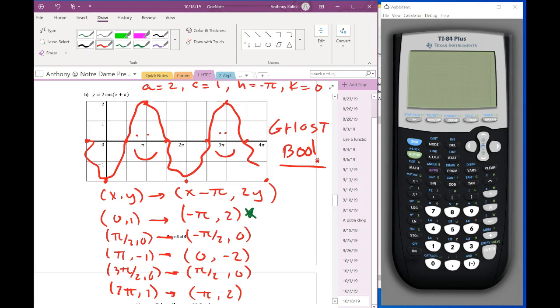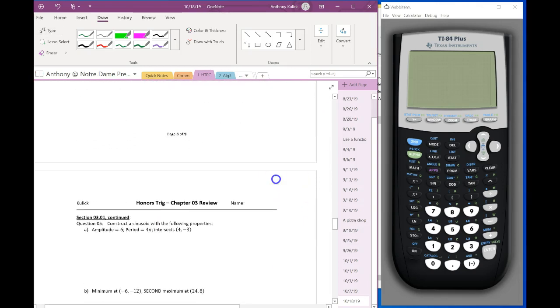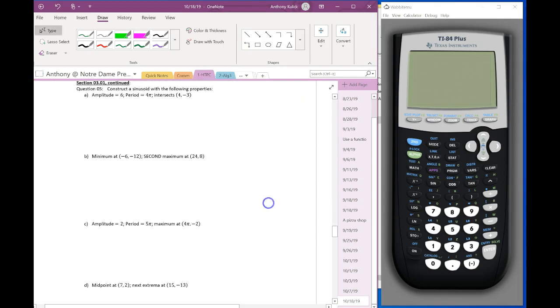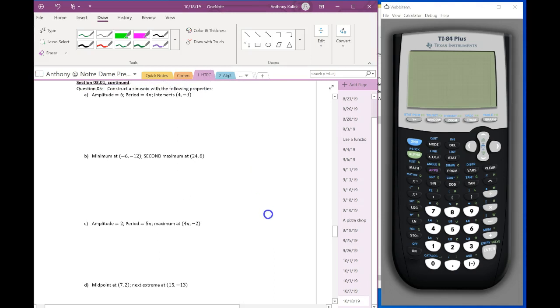All right, let me find one. Let's do, I don't know what page it is. Section 3.0, continued. Construct a sinusoid with the following property. Sine. Let's do D. Is it this set of problems?